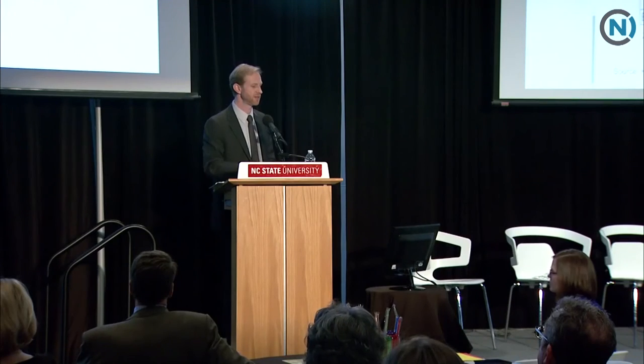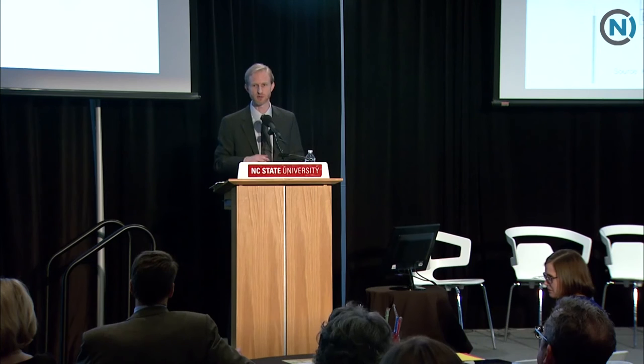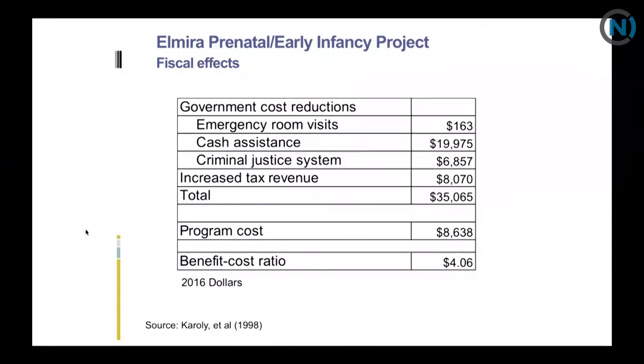And then to highlight the Elmira, New York study, the home visiting study here, finding reduced cost to emergency room visits, so comparing the children who were randomly assigned to receive home visiting relative to the control group, they found a substantial decrease in cash assistance at that time, and reduced cost to the criminal justice system. The maternal earnings were higher, so they have increased tax revenue. So a total, adding up those totals relative to the program cost and finding to government that benefit cost ratio of about 4 to 1.